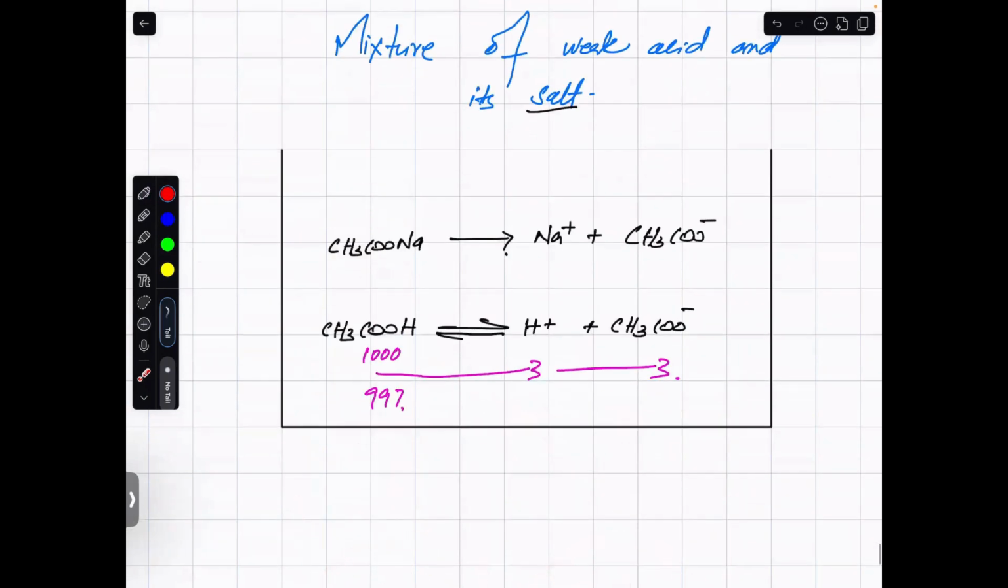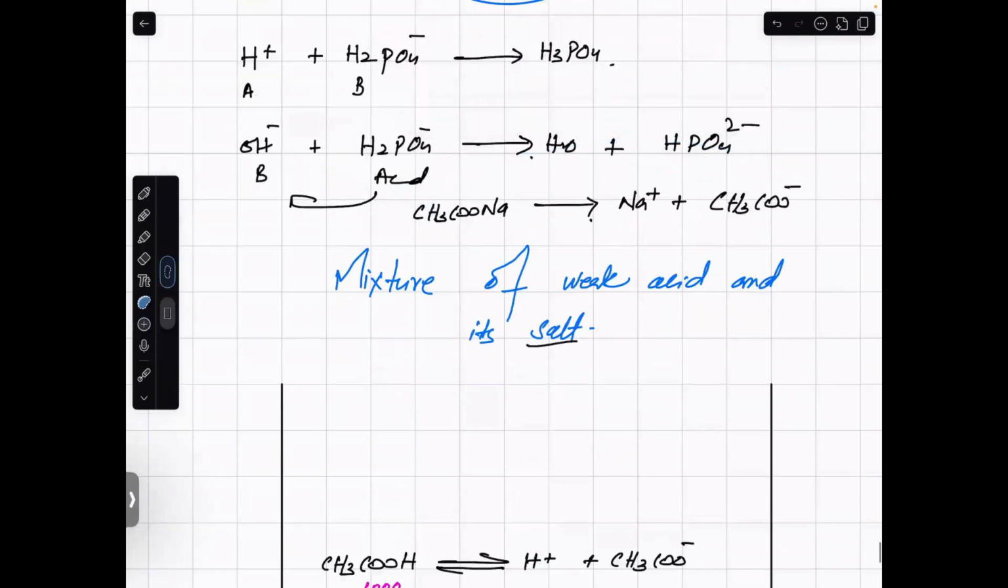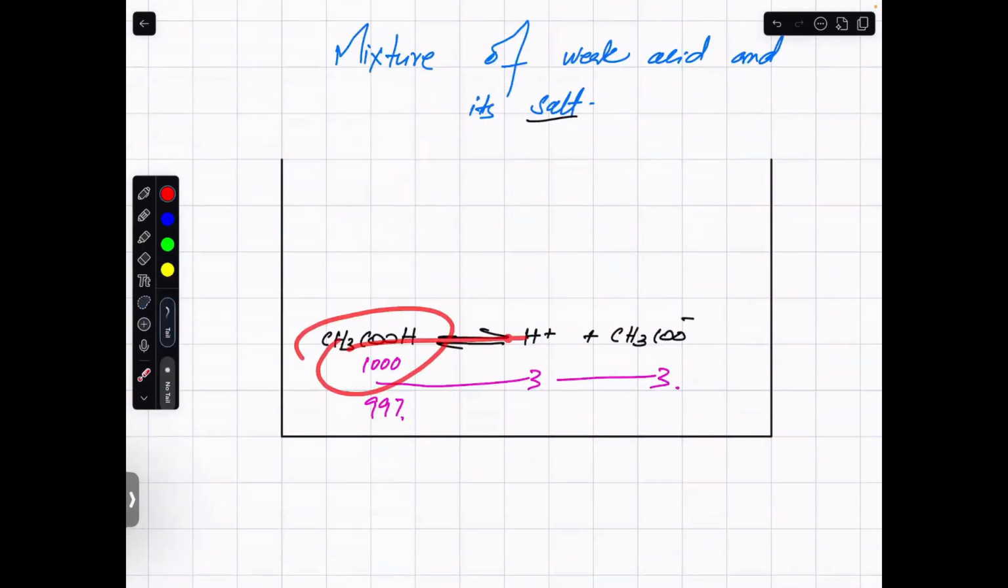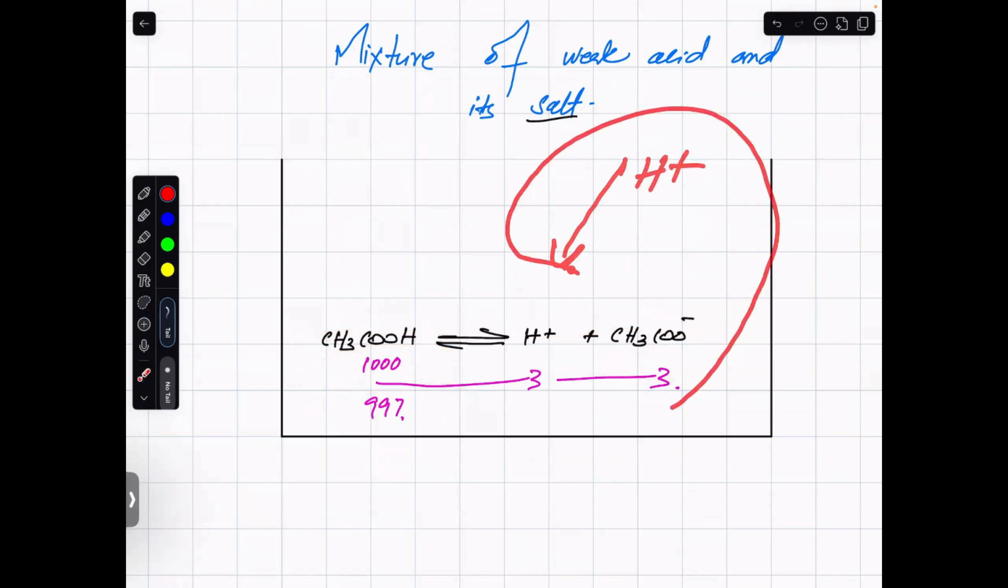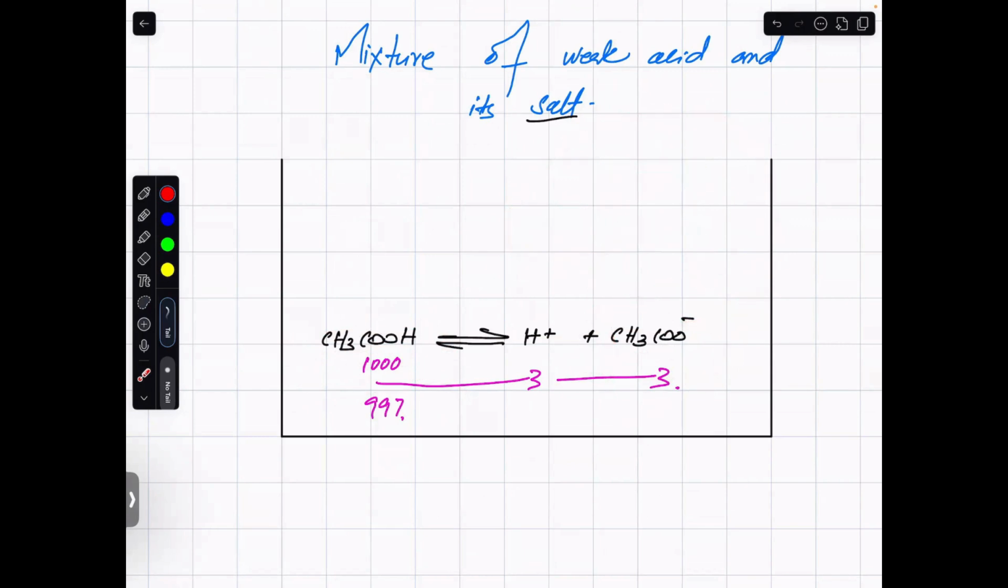If I'm not adding this, if I remove this whole thing, if only weak acid is there in the solution, there is a lot of weak acid. The conjugate base is very less. If H plus is coming, the conjugate base is so small, it is not fully neutralized. It will not act as a buffer. Like see, if the weak acid is alone, it will produce conjugate base, but the amount of the conjugate base is very small. The weak acid is large.